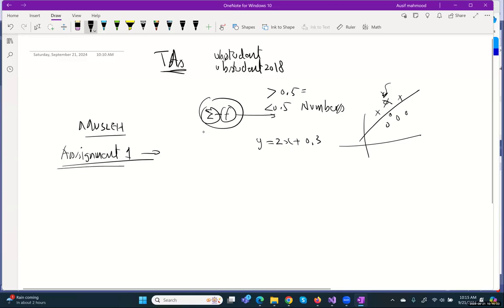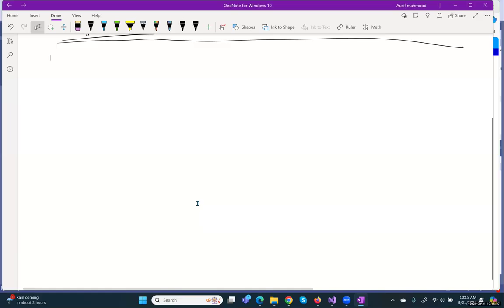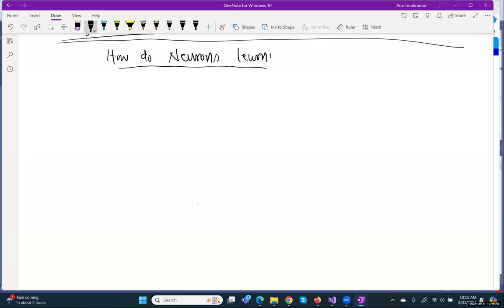So now let's come to our learning. Our first goal is we want to know how do neurons learn? And last time we answered what exactly is a neuron. Neuron is a very easy computation. We discussed that every neuron has a summing unit.